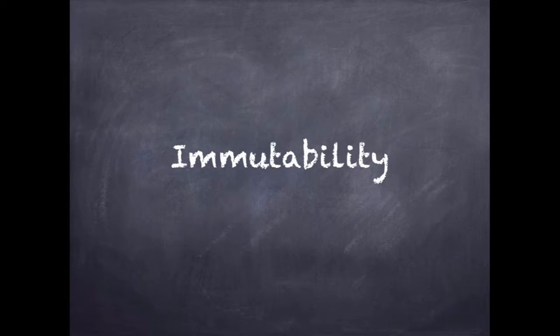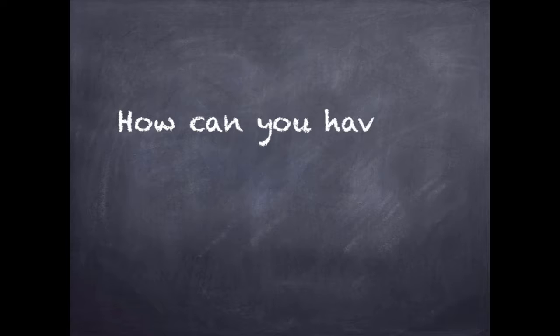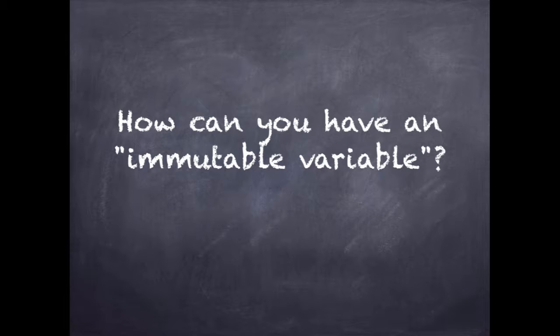Now, a brief discussion of immutability. The word immutable means unchangeable or changeless. The word variable means apt or liable to vary or change. So how can we possibly say that functional programming languages have immutable variables?